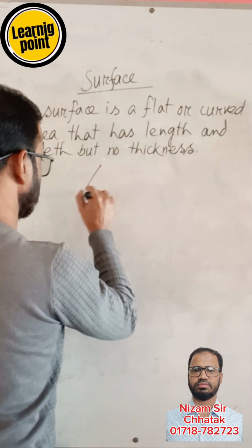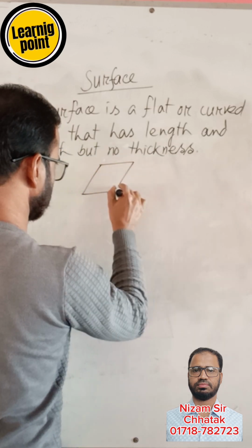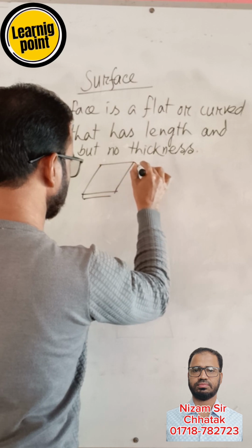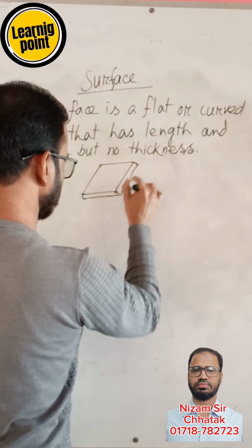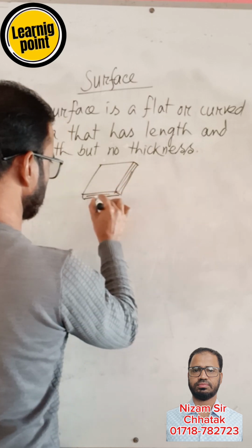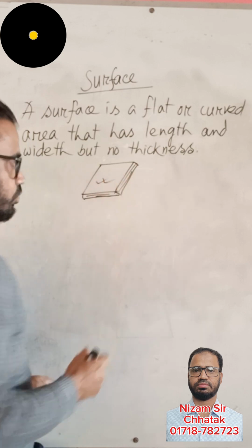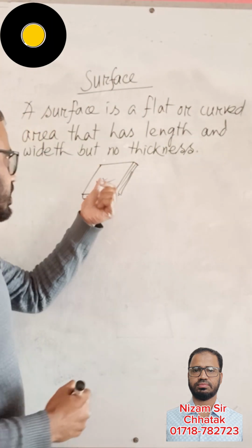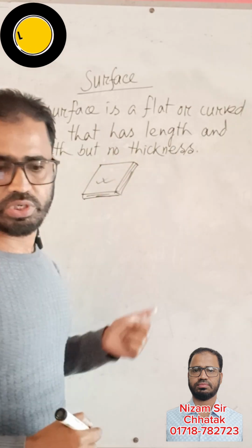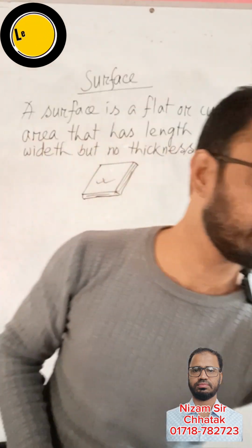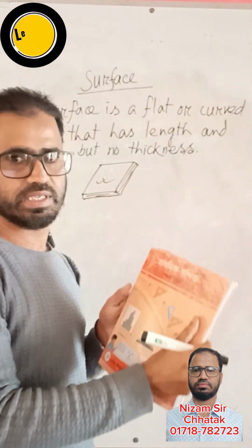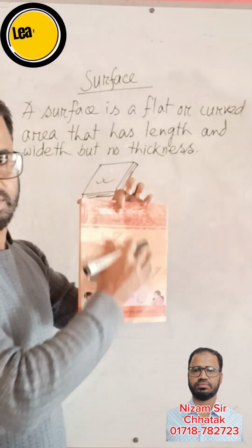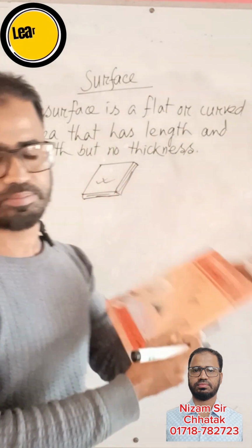Suppose this is a book. So if it is a book, this part will be a surface. That means the top of the book is a surface. For example, here you can see a book in my hand, and this part is called surface.